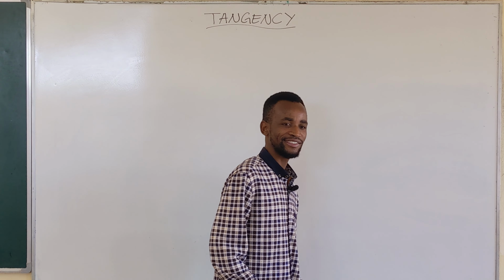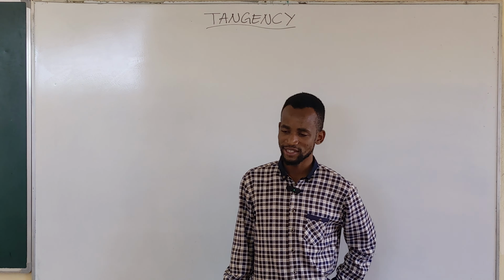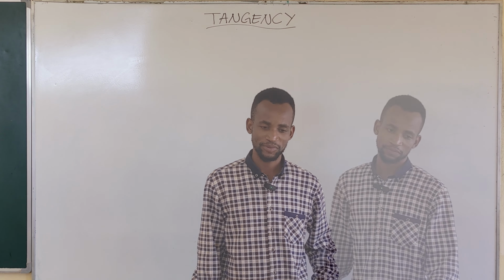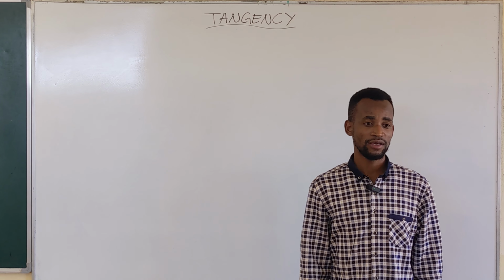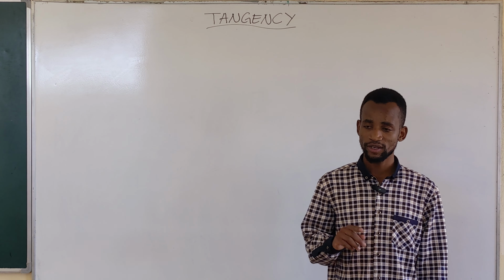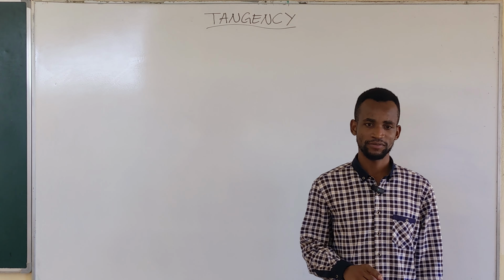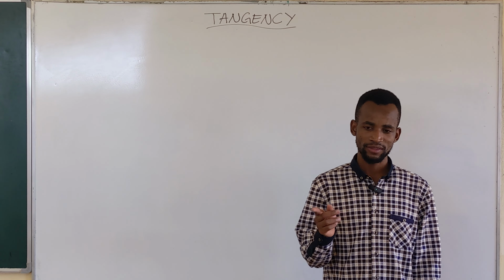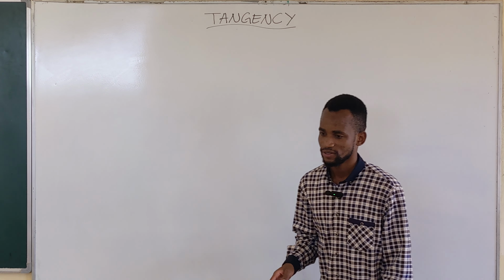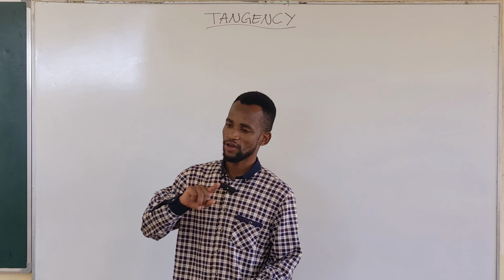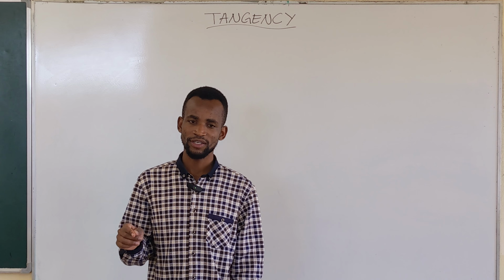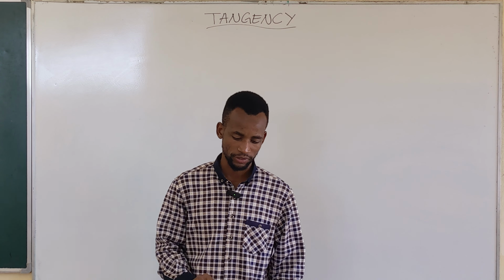So we're going to start looking at tangency. So what is a tangent, if I may ask? Okay, so a tangent is a straight line that touches the circle or a curved path at only one point. So it meets a curved path, it can be a circle or just any curve, at one point. And when you extend it, it will not cut the circle. It will just be touching the circle at that one point.